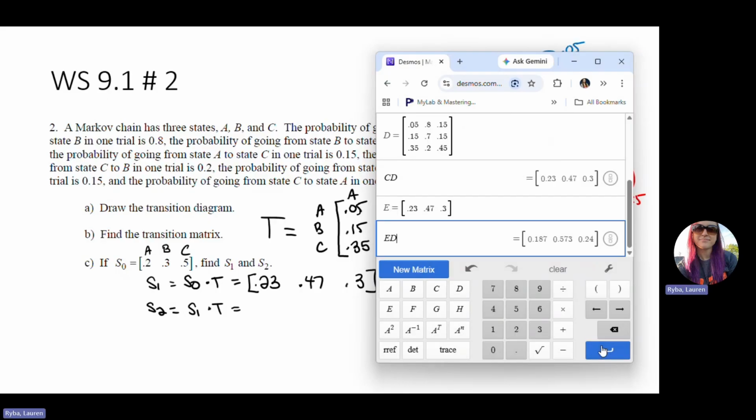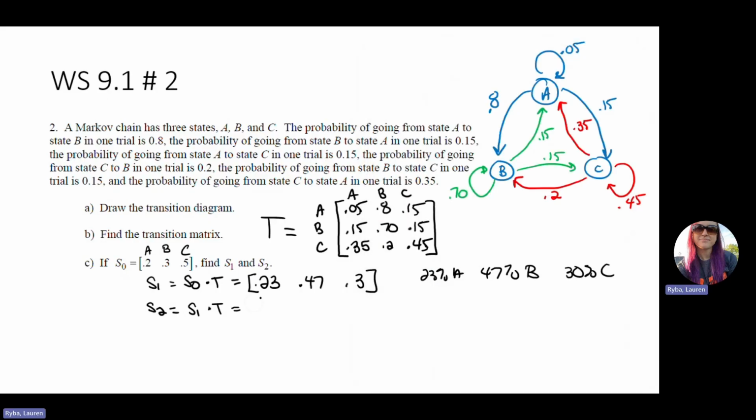So now I have, I'll write these down here, 0.187 in A, 0.573 in B, and 0.24 in C. So I've dropped to 18.7% in A, 57.3% in B, and 24% in C.